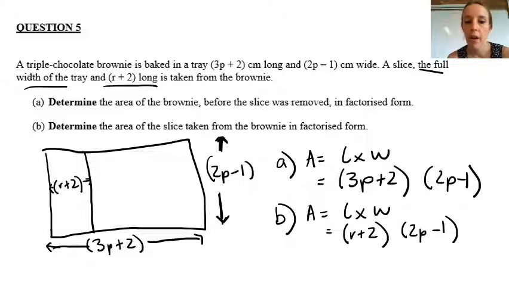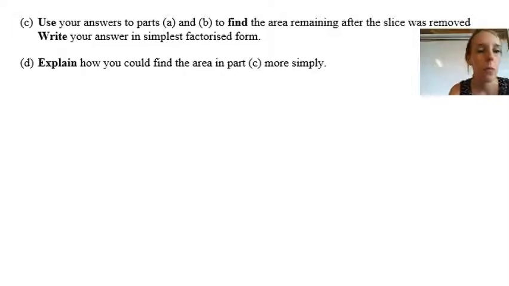So there you go. That's my answer. The area of my brownie slice would be r plus 2 multiplied by 2p take 1. It says to answer in factorized form, so I don't have to solve that. I can just leave it as is, and that's my answer. Okay, so C, use your answer to parts A and B to find the area remaining after the slice was removed. Write your answer in the simplest factorized form. Okay, so this is where it gets a little bit more complex.